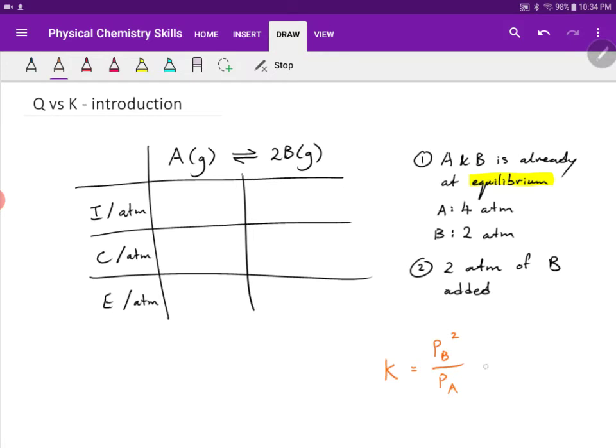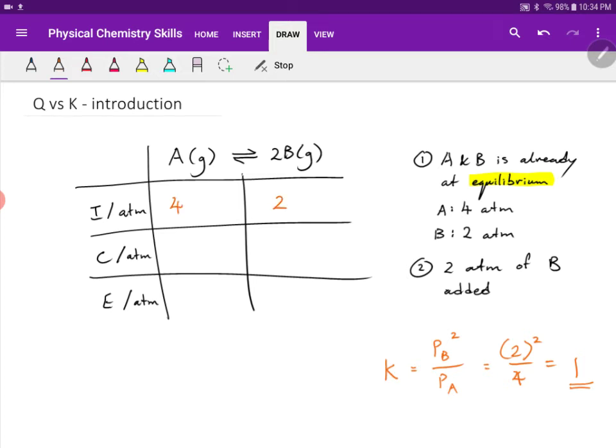So I have 2 squared over 4, which is equal to 1. So we know that the value of K is 1, and at equilibrium the system will have a K value of 1. And so I would also like to fill in the information here.